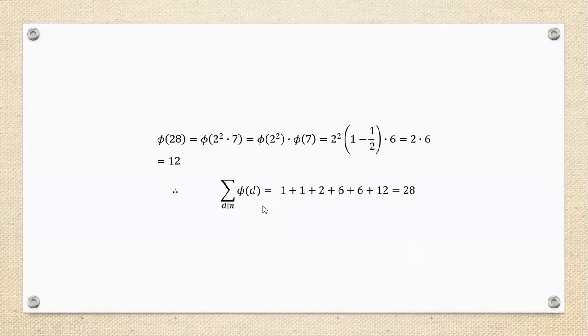After getting the values, you just add them up: 1 plus 1 plus 2 plus 6 plus 6 plus 12. When I add these values, I get 28 as the answer. So what is the ultimate aim? We need not find all the values. With the help of the divisors itself, we can verify the theorem. This is the importance of this theorem.